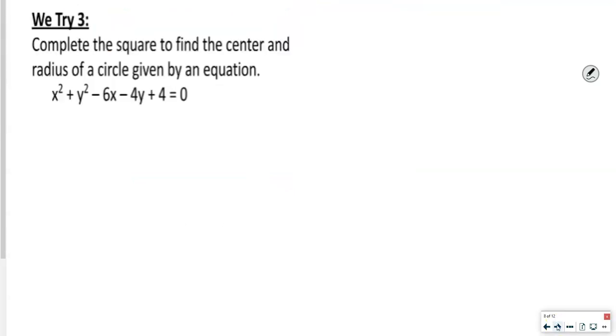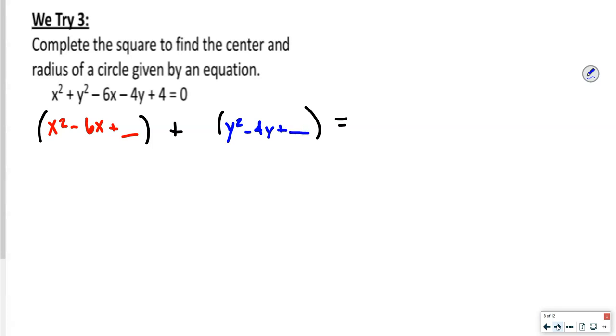So here again, we're going to do the same process. We're going to create our sets of parentheses. Okay, we're going to put all our x's in one set of parentheses with our blank, and we're going to do the same thing with our y's. We're going to move that 4 to the other side by subtracting it, so this is going to be minus 4 over here. And I'm going to go ahead and add my 2 blanks that I'm going to fill with whatever I put on the left.